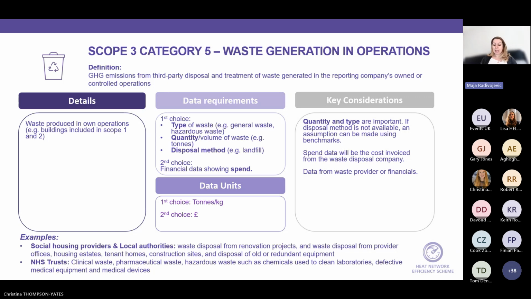This is often used as well. So some key considerations here are that the quantity and type of waste are particularly important. If disposal methods aren't available, we can make assumptions using industry benchmarks. Spend data that we talked about will usually come from invoices from waste disposal companies, and information can often be sourced either from waste providers or financial records.